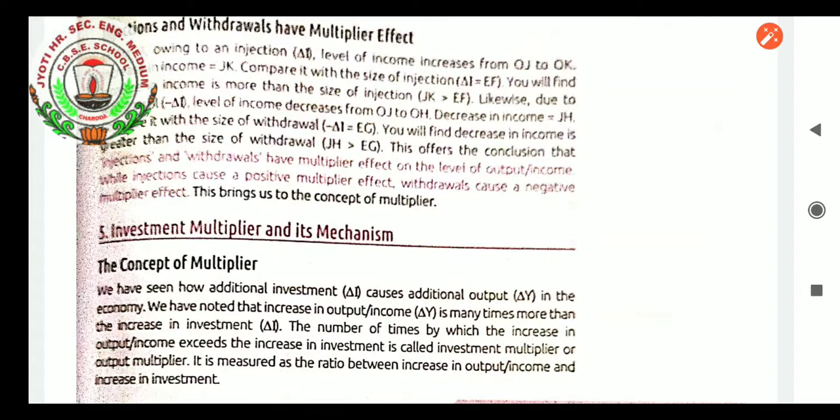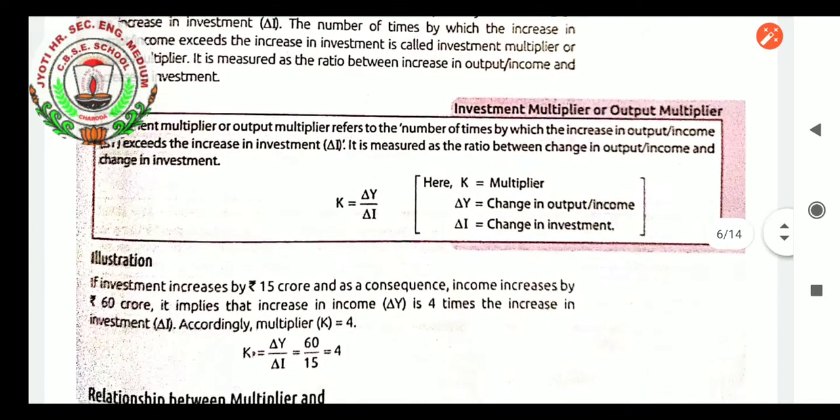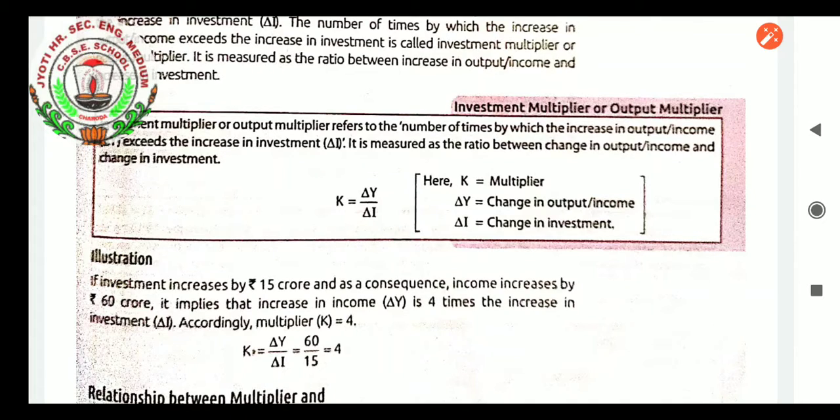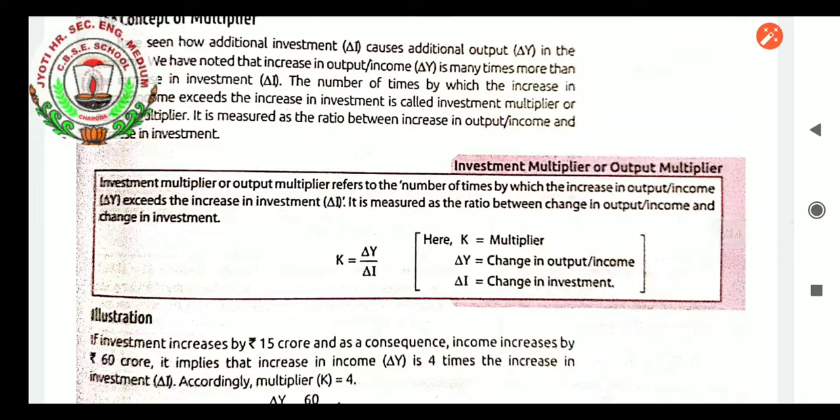We have noted that the increase in output or income, change in Y, is many times more than the increase in investment, change in I. The number of times by which the increase in output or income exceeds the increase in investment is called investment multiplier or output multiplier. It is measured as a ratio between the increase in output or income and the increase in investment. In simple terms, the investment multiplier or output multiplier refers to the number of times by which the increase in output or income, change in Y, exceeds the increase in investment, change in I.